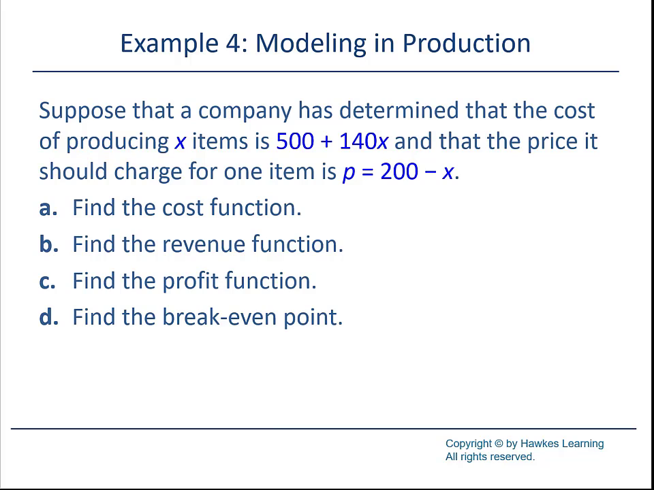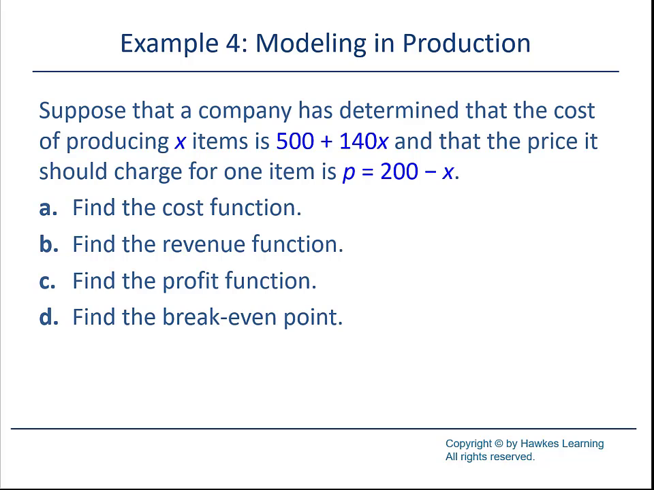This company decides that the cost of producing X items, belts, or whatever you want to choose. This is where you get to be a little bit creative. You can choose what your company is selling. Well, it says that if you produce X items, your cost is 500 plus 140X. And the price you're going to charge for each one of those is 200 minus x. So first of all, what is the cost function?